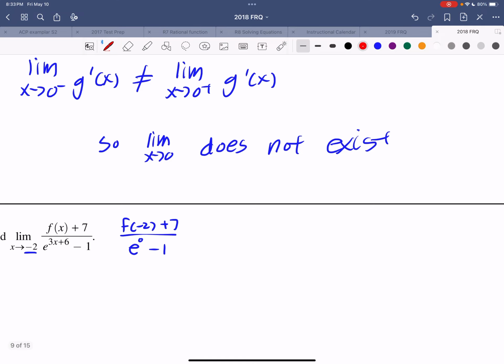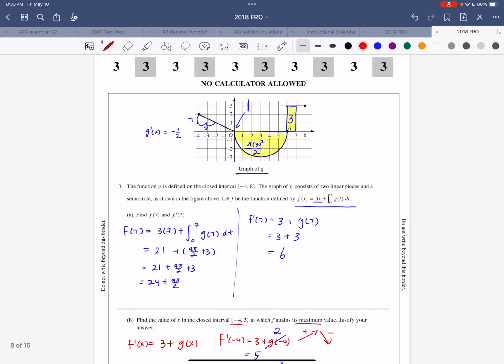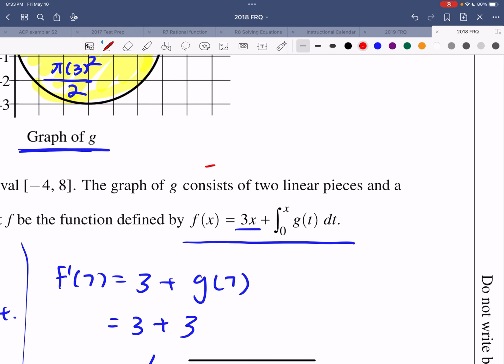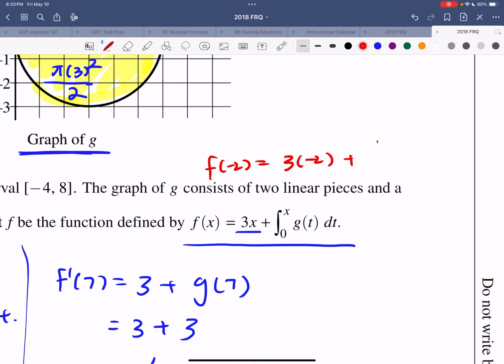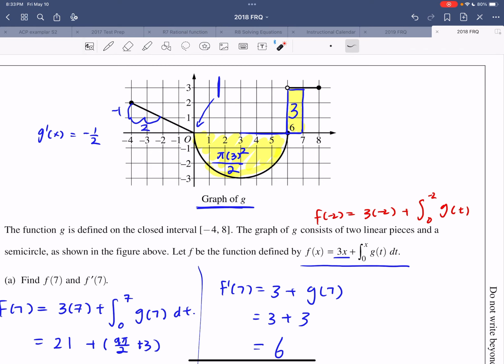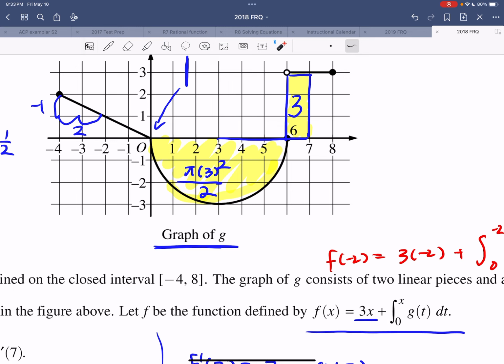So first let's find f of negative 2. What's f of negative 2? Do you see here? f of negative 2 is 3 times negative 2 plus the integral from 0 to negative 2 of g of t, right? So 0 to negative 2. Do you see 0 should be on the top and then negative 2 should be on the bottom? So after I find this one, I'm going to flip the sign, okay?